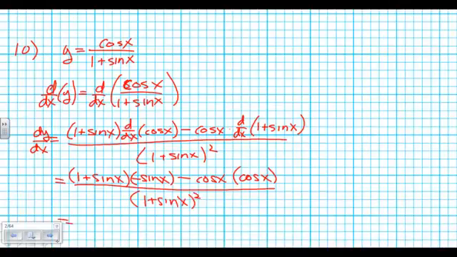And if we start to clean this up, I distribute this through, I'm going to get sine times 1 is sine of x, negative sine of x. Negative sine times positive sine is negative sine squared of x minus cosine squared of x, and this is all over 1 plus sine of x quantity squared. This thing here looks familiar. If I factor a negative sign out of those two terms, I get sine squared x plus cosine squared x.